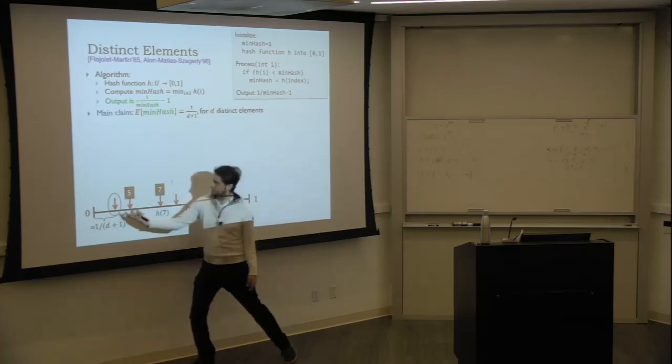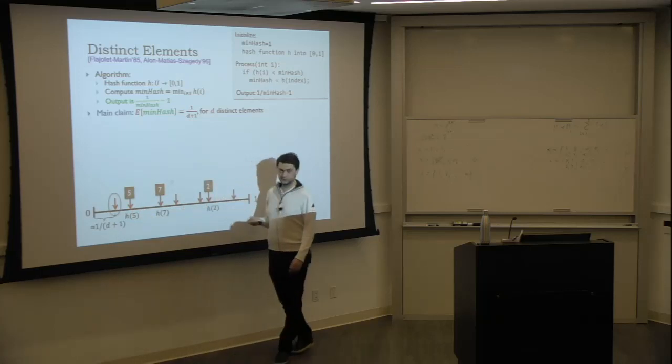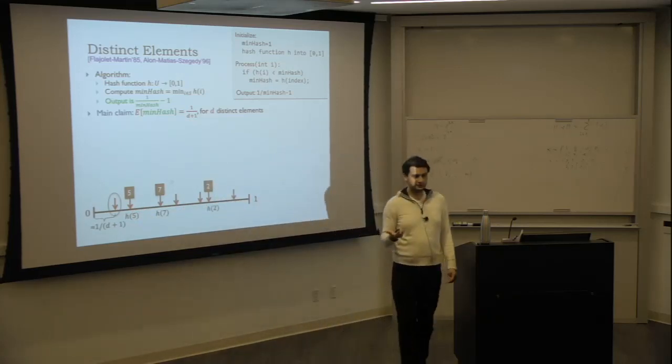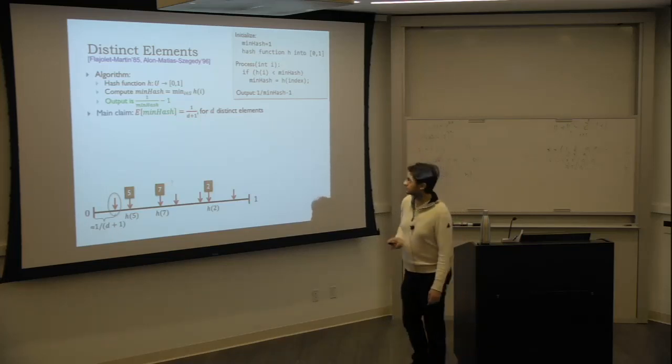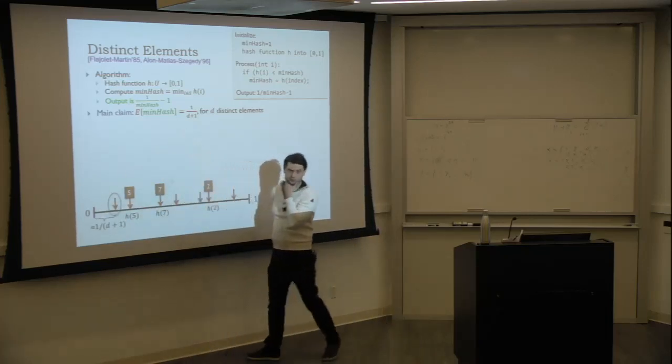This means the number of intervals from 0 to the first arrow, from the first arrow to the second arrow, and so forth, the number of intervals is d plus 1. So we expect that each of these intervals should be roughly 1 over d plus 1. Or more formally, that the expectation of this quantity is 1 over d plus 1.